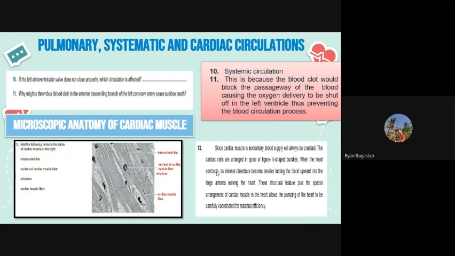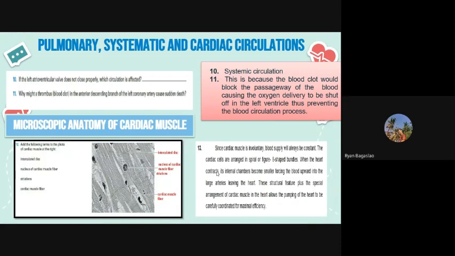For the microscopic anatomy of the cardiac muscle, add the following terms to the photo of the cardiac muscle at the right. The first term is the intercalated disc. They play a vital role in bonding cardiac muscles and in transmitting signals between cells.